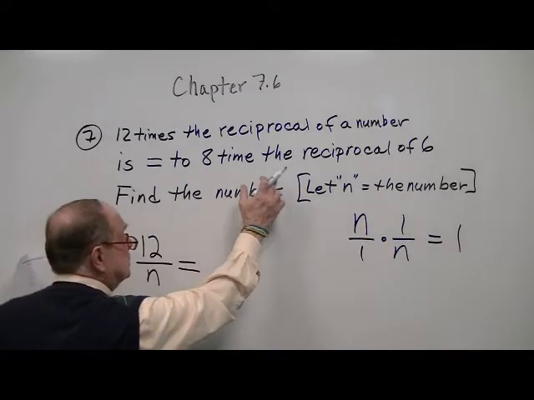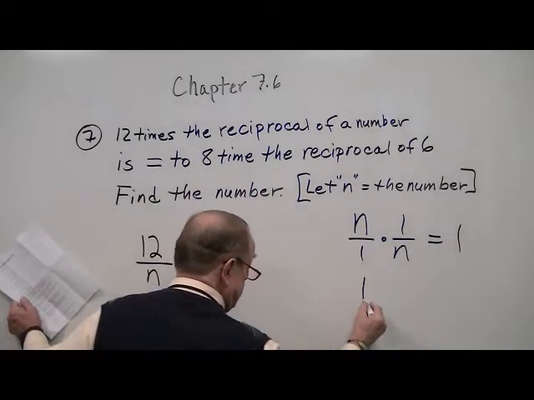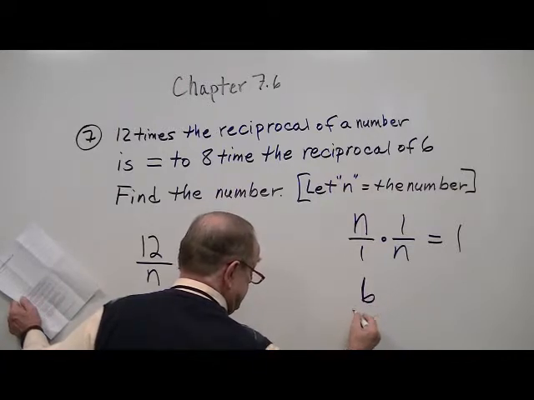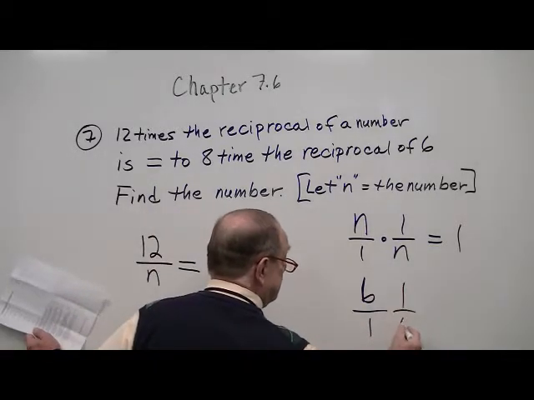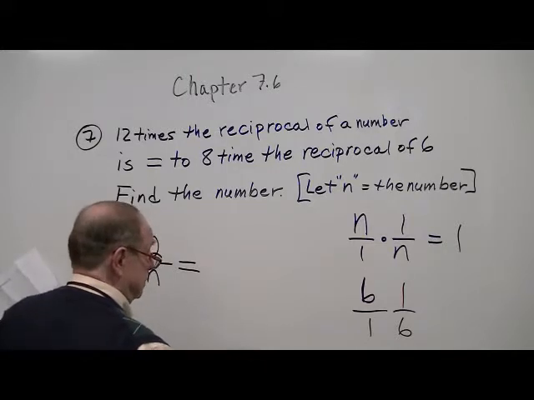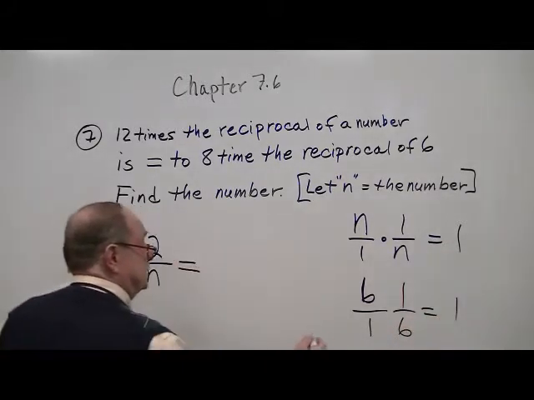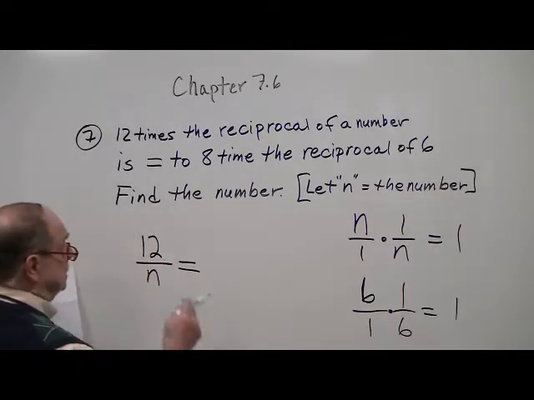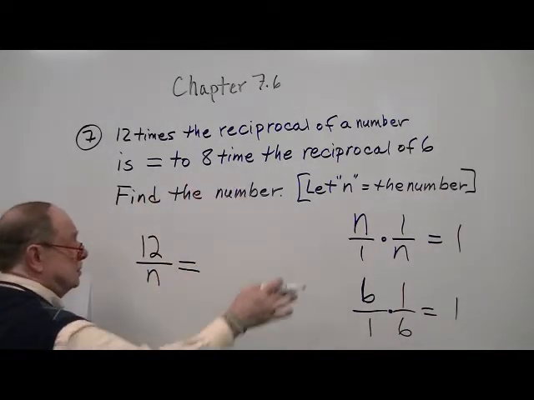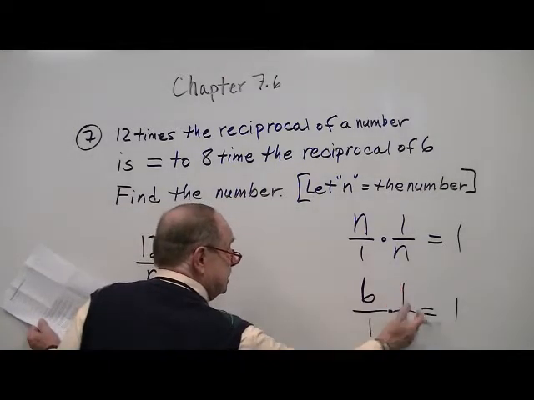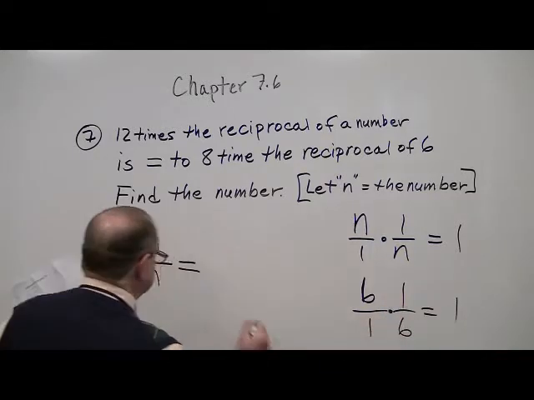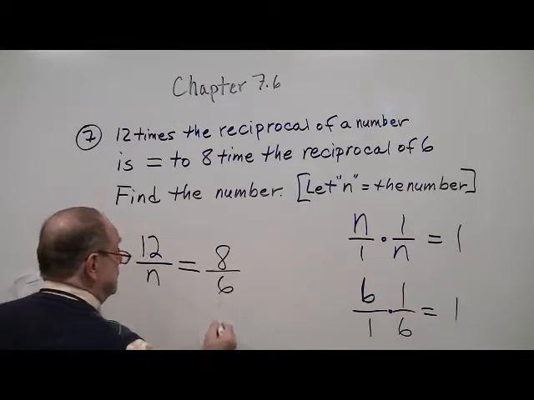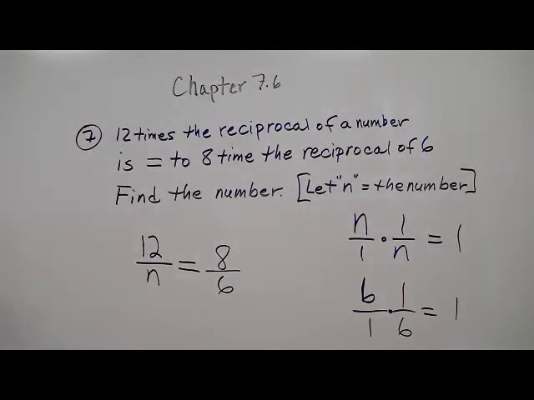8 times the reciprocal of 6. Well, here is 6. What is the reciprocal of 6? Well, 1 over 6. So that would equal 1 over there. It's reciprocal. But what is 8 times the reciprocal of 6? Well, here's the reciprocal of 6, and if we times that by 8, it just becomes 8 over 6. And there is our little equation.